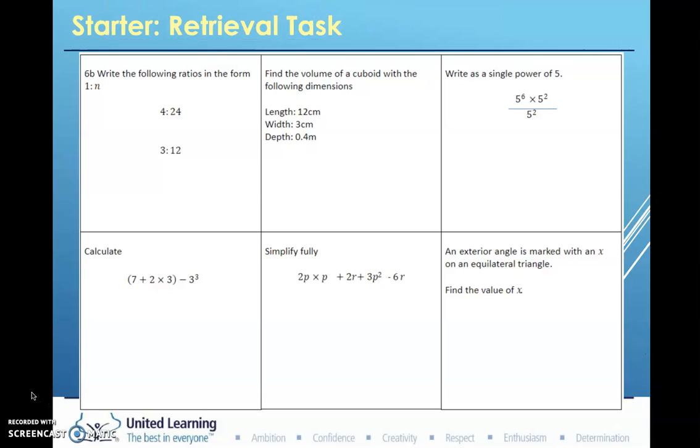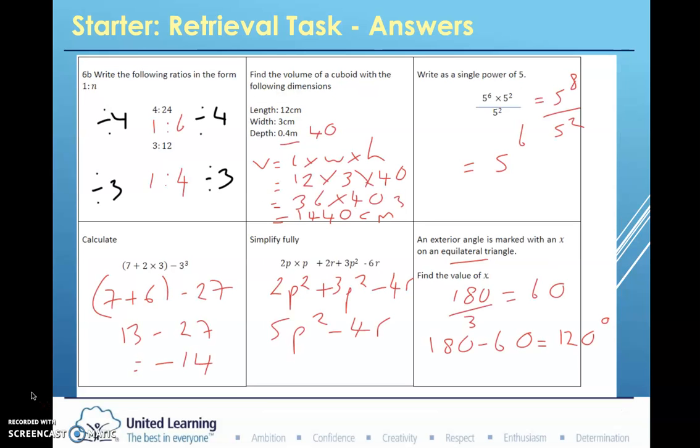Here is your retrieval task. You can pause the video now and spend 10 minutes working through these problems. Here are the answers. Again, pause the video, give yourself 3 minutes to make any corrections you need to make. Make sure you're marking your work, seeing how you're improving lesson by lesson.